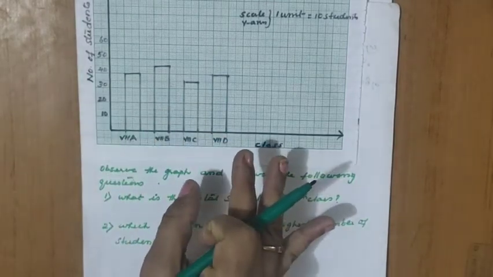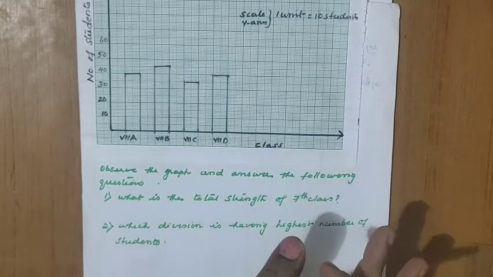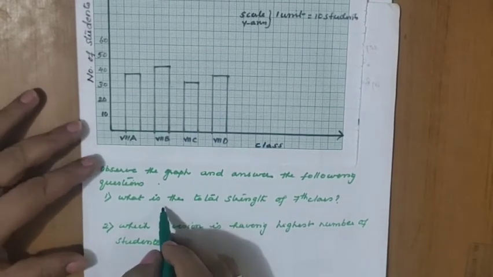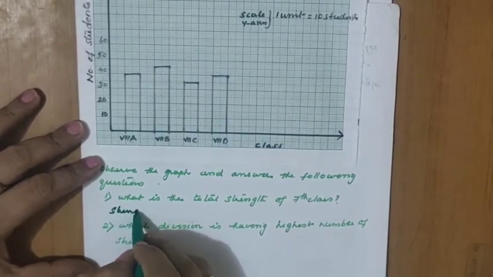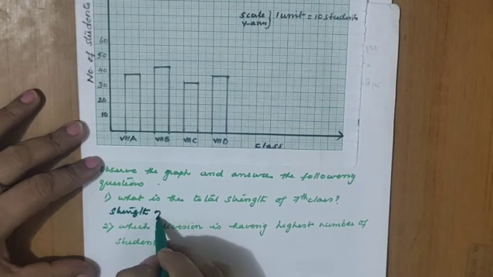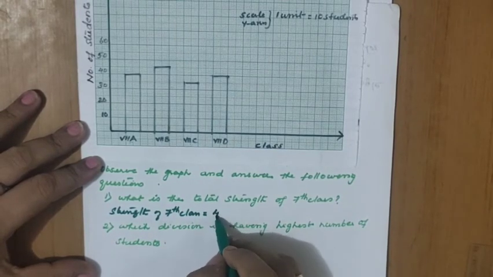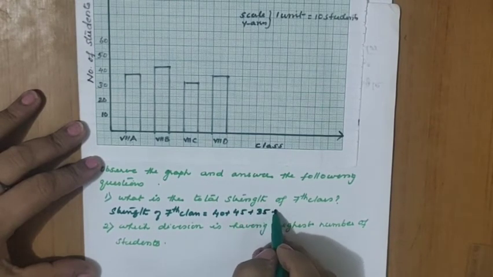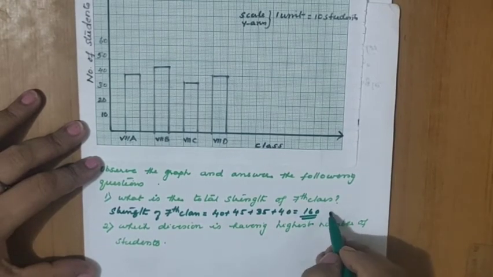That means what is this? It shows how many students are there in each section of the 7th class. What is the total strength of the 7th class? That is the question asked here. That means here we can add: strength of the 7th class is equal to 40 plus 45 plus 35 plus 40. It's equal to 160 students.